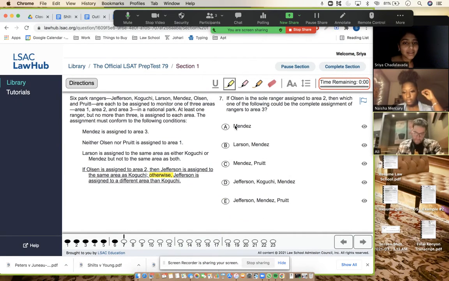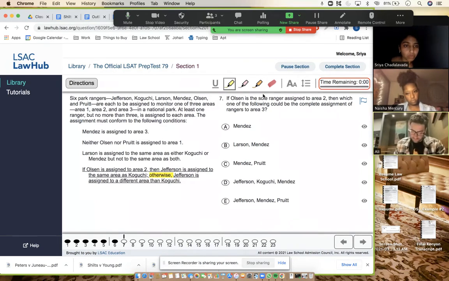Yes. Okay. 7, if O is the sole ranger in 2, so O is the only one going in 2, right? What is the max that we have? We have 6 letters, right? There's a max of 1 to 3 per group. That means one group will have 2, one group will have 3, right? Right.